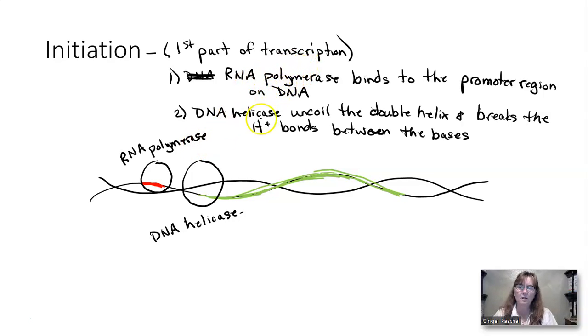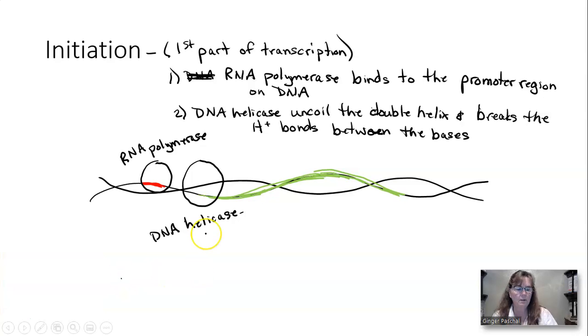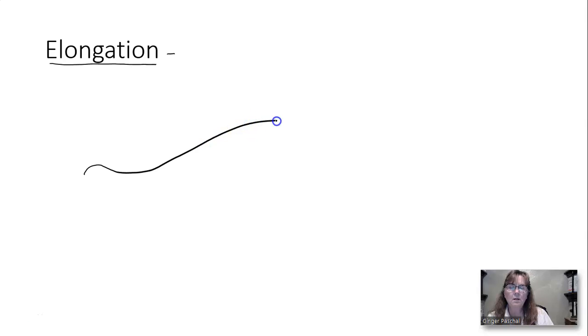So there are additional parts. The next is elongation, and that's exactly what it sounds like. What we're going to do is begin building an RNA molecule. In order to do this, we need an open strand of DNA.